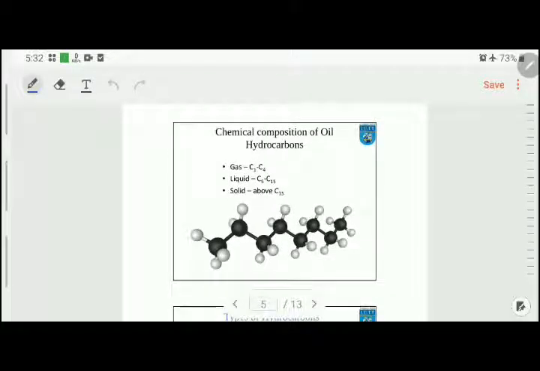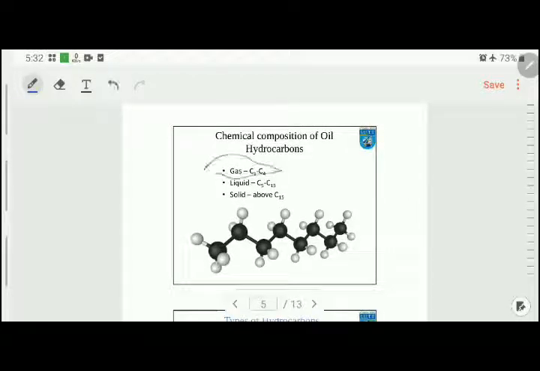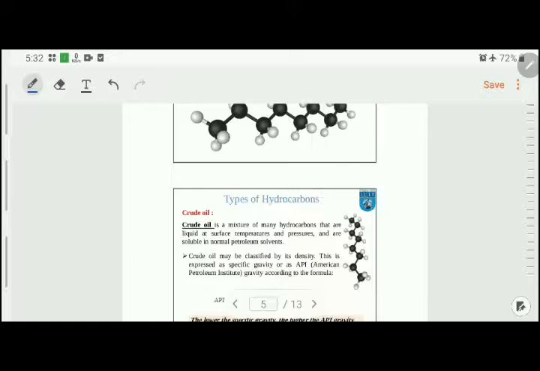The petroleum has a chemical composition. It starts with gas, which comes from C1 to C4: methane, ethane, and propane. Further composition in this petroleum, from C5 to C15 carbon atoms, means it's a liquid. So there are three states of hydrocarbons: gas, liquid, and solid. Above C15, the hydrocarbons can be solid.